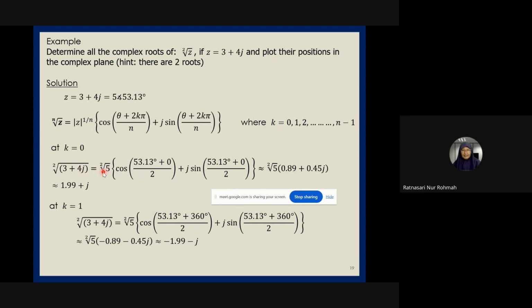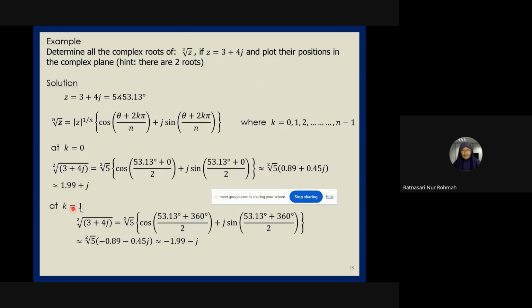We calculate our first root at k equal to 0. Our first root is the square root of 5 multiplied by cosine of (53.13 degrees plus 0 degrees) divided by 2, plus j sine of (53.13 degrees plus 0 degrees) divided by 2, equal to square root of 5 multiplied by 0.89 plus 0.45j. And the result is 1.99 plus j. This is our first root.